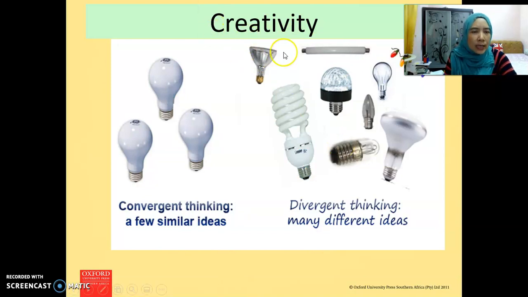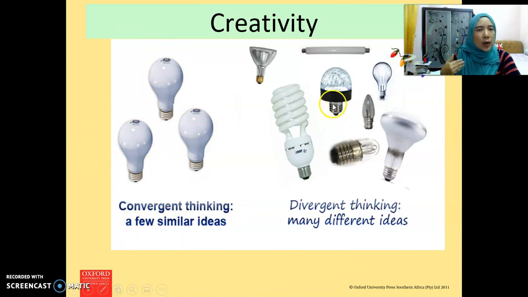So as you can see here, if we want to differentiate between divergent and convergent thinking, with convergent thinking you just produce something that is based on your previous understanding, previous knowledge that you learned. So let's say I ask you to come up with the design of a light bulb, like this. Normally people will think this is the shape of the bulb light. So if you are a convergent thinker, you will come up with this kind of idea.